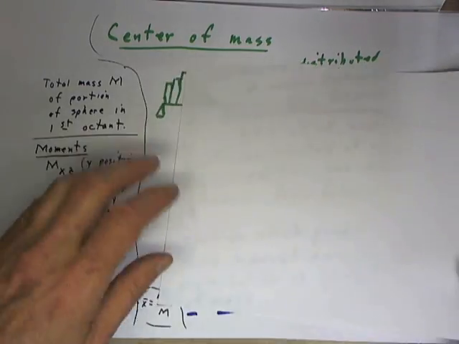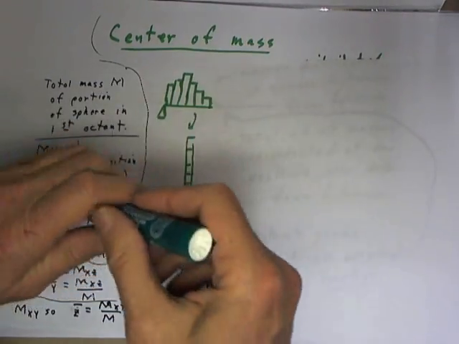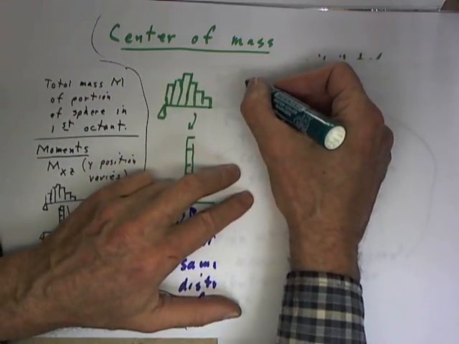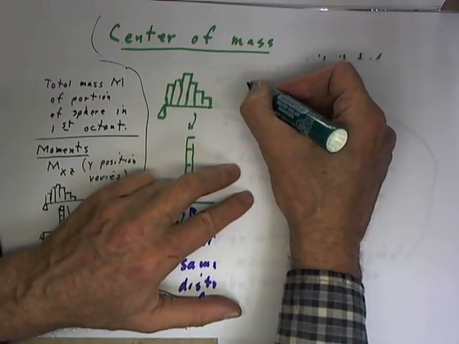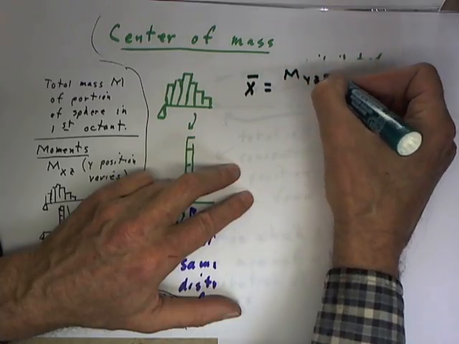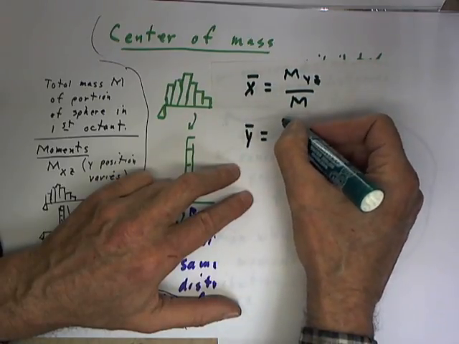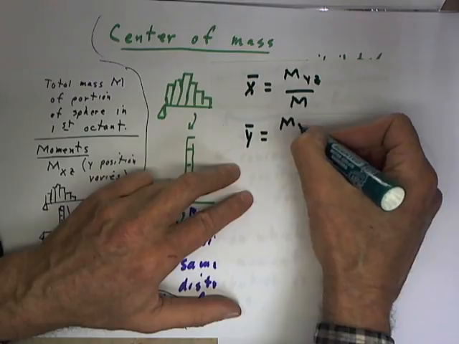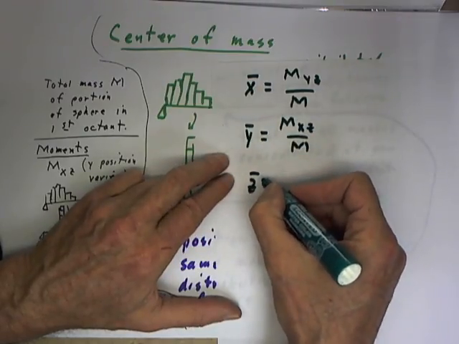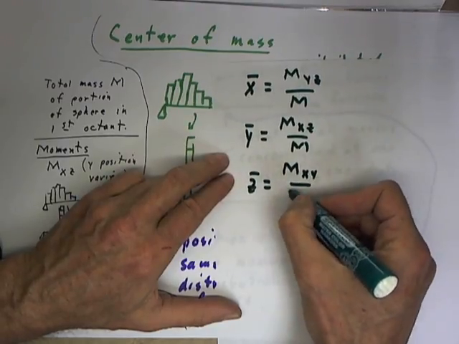In general, then, if we can find the moments and the mass, we have, let's list them, x, y, z. X bar equals myz over m. Y bar equals what? mxz over m. Z bar equals mxy over m.